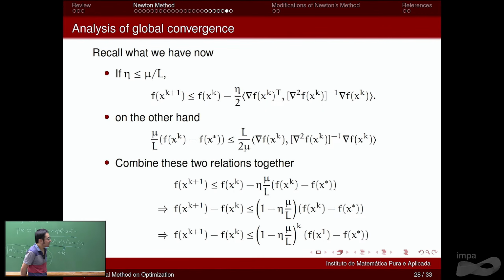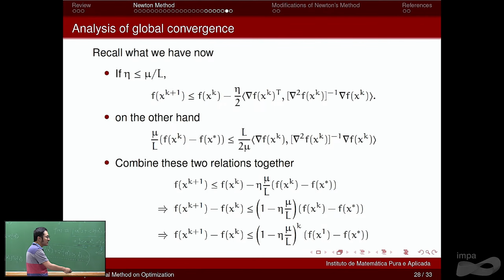That's why we need to assume the step size eta is less than mu over L, okay? Sorry, I think this should be L over mu. Somehow we need to choose this step size to guarantee this constant is less than or equal to 1. Okay, then your function value will decrease, okay?